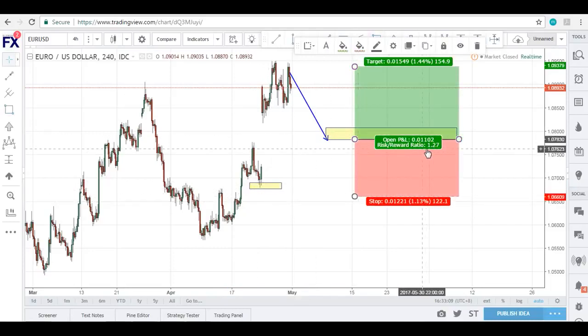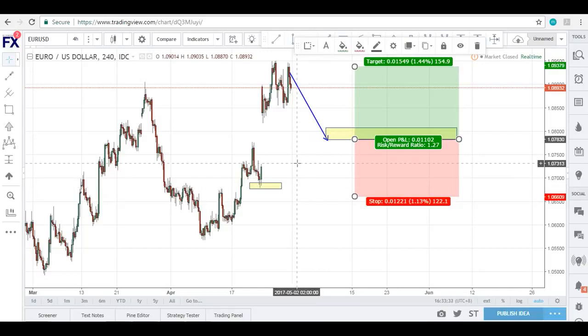So that shows you your target number of pips, and the number of pips for your stop loss. In this case, we have 155 for your target and about 122 for our stops. This gives us a risk to reward ratio of 1.27, which is obviously better than 1-to-1. So this would be a decent entry if your analysis lines up with this.